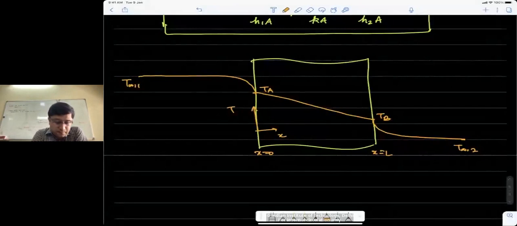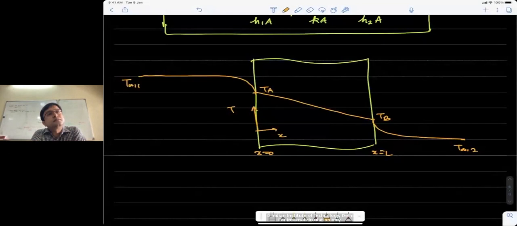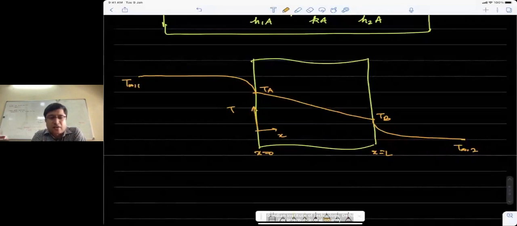So basically, the term 1 by h1 is for the resistance while transferring the heat from the fluid to the body, like at the boundary. On the left side, and on the right side, it becomes from the solid to the fluid. That is what convection is.